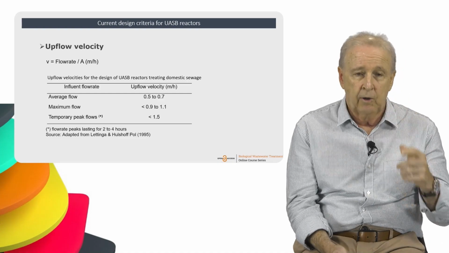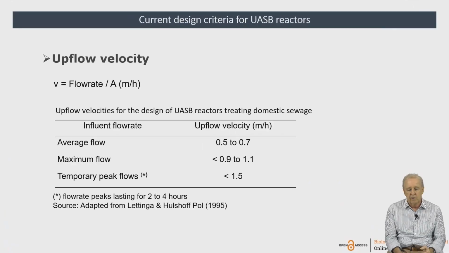Upflow velocity is another very important parameter, because as the process is very much dependent on the hydraulic conditions, the upflow velocity is also of great importance. When treating domestic sewage, usually we do not have granulation. It means that we do not have granular sludge that has very good settling properties. When we are treating domestic sewage, we have more flocculent sludge, and the settling capacity is not as good as granular sludge.